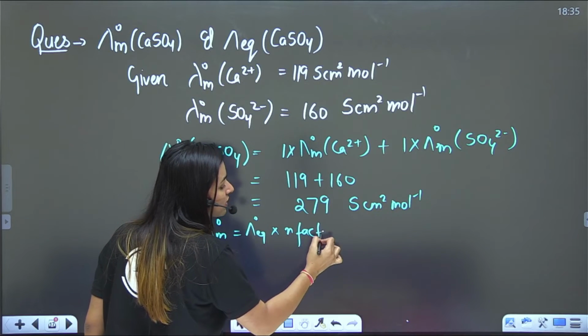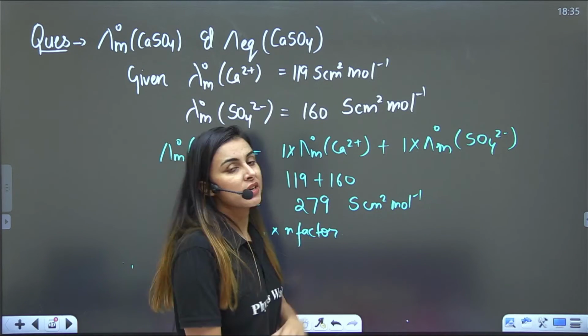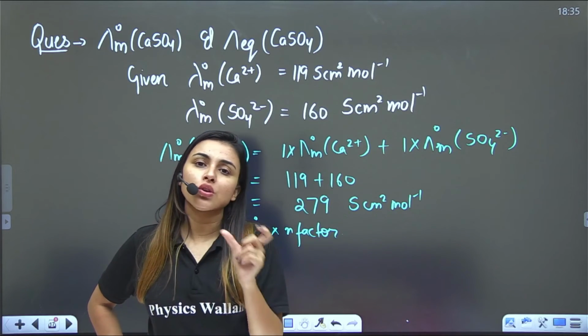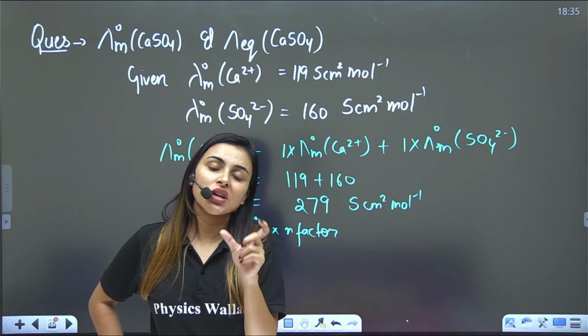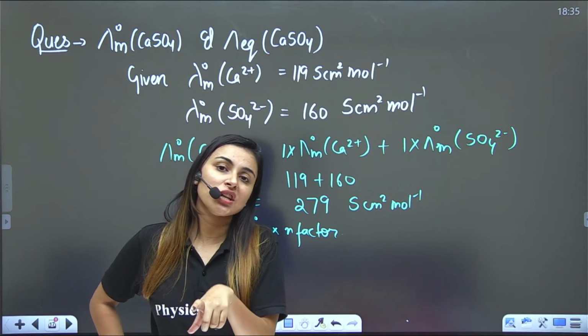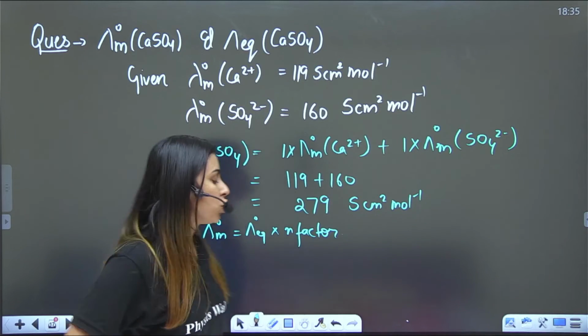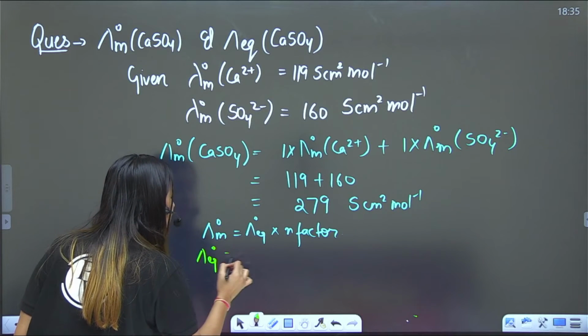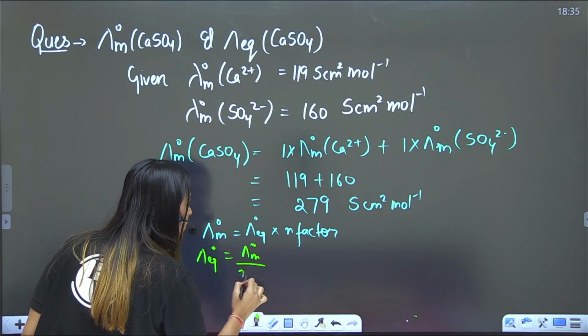Now, let's see what is the n factor for this particular electrolyte, CaSO4. How do we calculate the n factor? Total positive charge or total negative charge. How much is the total positive charge? 2 plus. And how much is the total negative charge? 2 minus. So, n factor is 2. So, your equivalent conductivity will be limiting molar conductivity upon n factor.